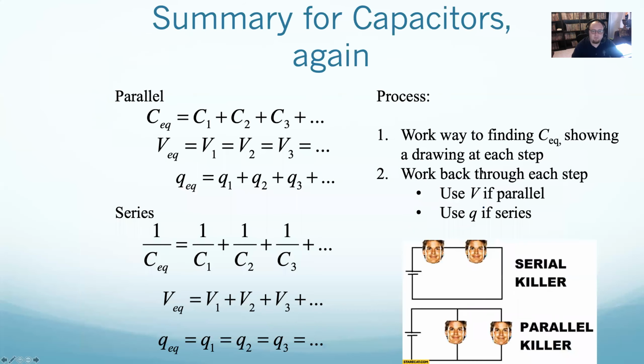Okay, so here's my summary slide. In parallel, you add up the capacitance, you add up the charge, but the voltages are equal. In series, inverse add the capacitance for the equivalent. The voltages add up, but the charges are equal. Basically, the process is work a way to find C equivalent, and then you work your way back. If they're in parallel, you use voltage. If they're in series, you use charge.